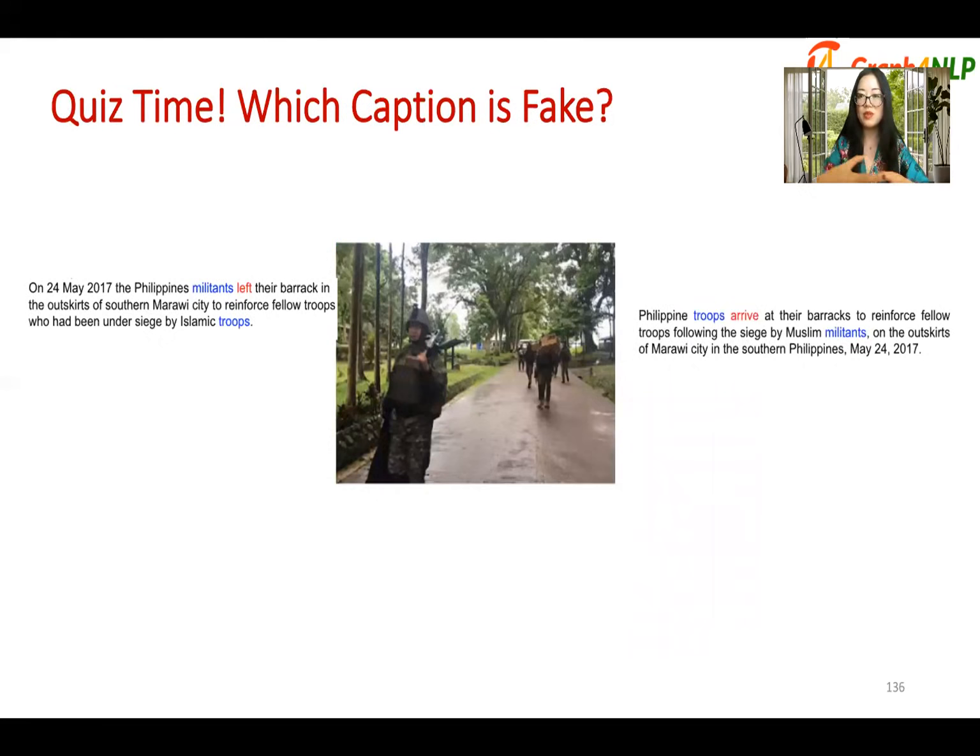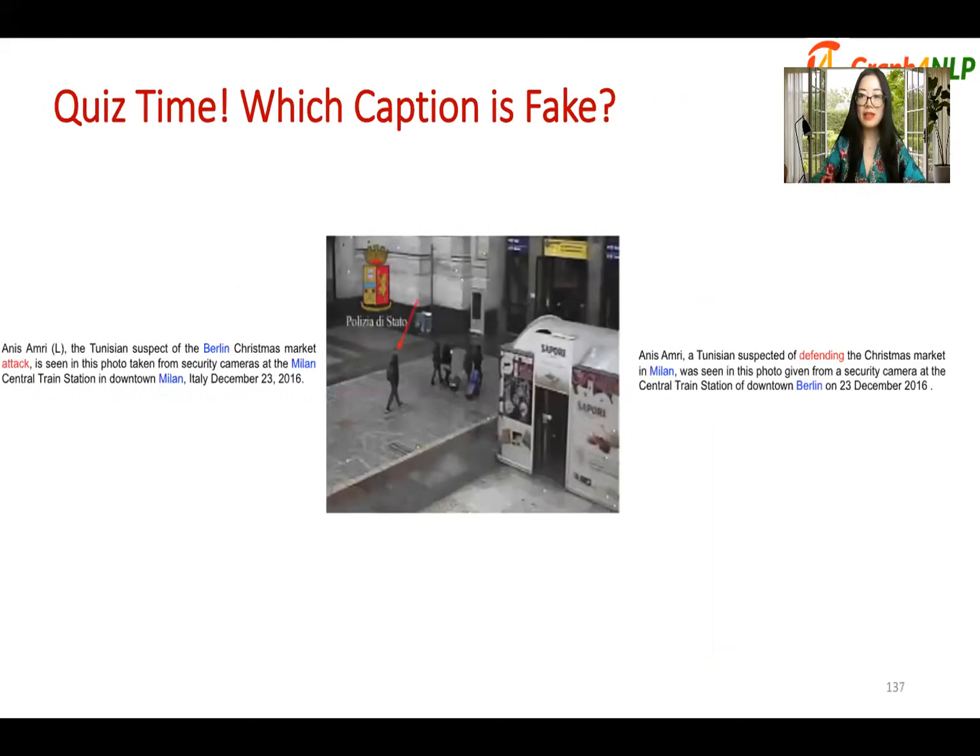Oftentimes the captions of images are manipulated, and they show fake information. For example, here from this image, it's not clear whether these soldiers are leaving this place or just arrived. So the fake information simply changes the arrival to leaving. And in this image, if you haven't been to Berlin or Milan, it's probably hard to tell whether this train station is Milan or Berlin. So a fake caption will simply replace the place name from Berlin to Milan to fool people.